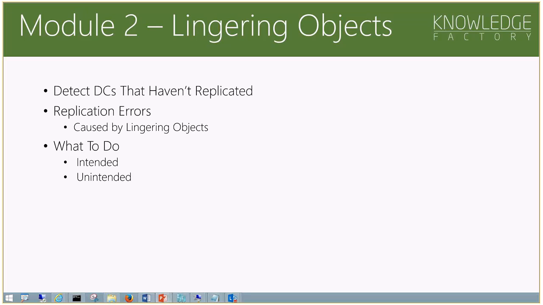So what to do? The existence of a lingering object is in most cases the result of a missing tombstone, which means that an object was intentionally deleted because one DC received the instruction to delete the object. What you should do with a deleted object depends on whether it was intended or not. So a DC has not replicated beyond the tombstone lifetime.